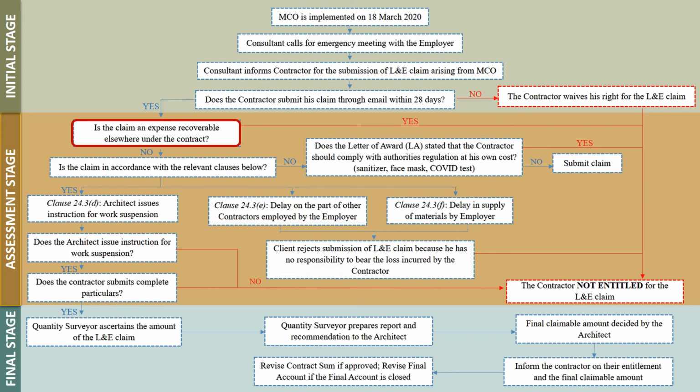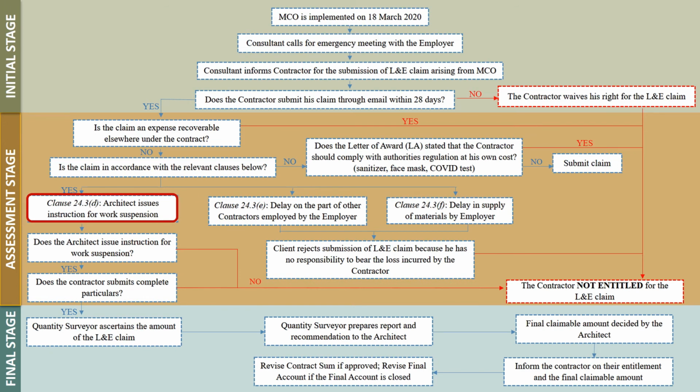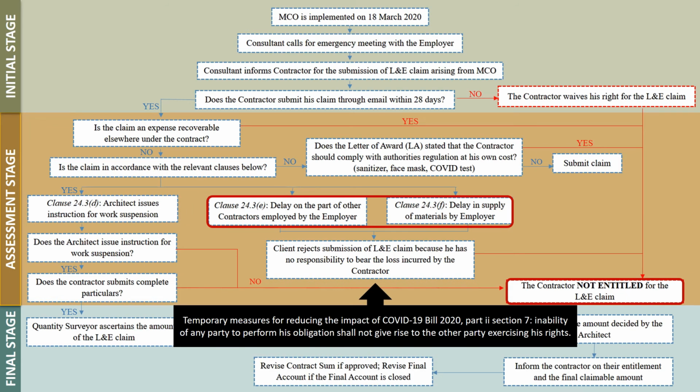After the contractor submits his claim, the QS will assess whether the claim is an expense recoverable elsewhere under the contract as stated under clause 24.1. If the claim is not recoverable, then the assessment will proceed to the next step, which is the assessment of the claim in accordance with the relevant clauses below, which are clause 24.3D, E, and F. The contractor is only allowed to claim under clause 24.3D provided that the architect issues an instruction for work suspension. However, with the specific measures stated in the COVID-19 bills passed by the Parliament of Malaysia, the contractor is not entitled to claim for L&E under clause 24.3E and F.